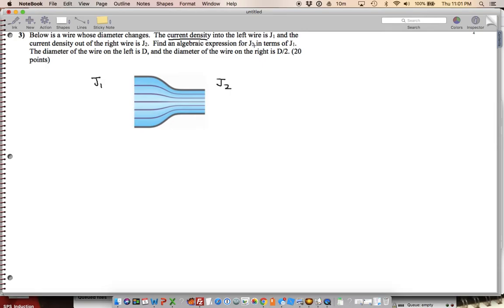Find an algebraic expression for J2 in terms of J1. Okay, well, we'll do that in a minute. And the diameter of the wire on the left is D, and the diameter here is D over 2. So let's first think about current density.